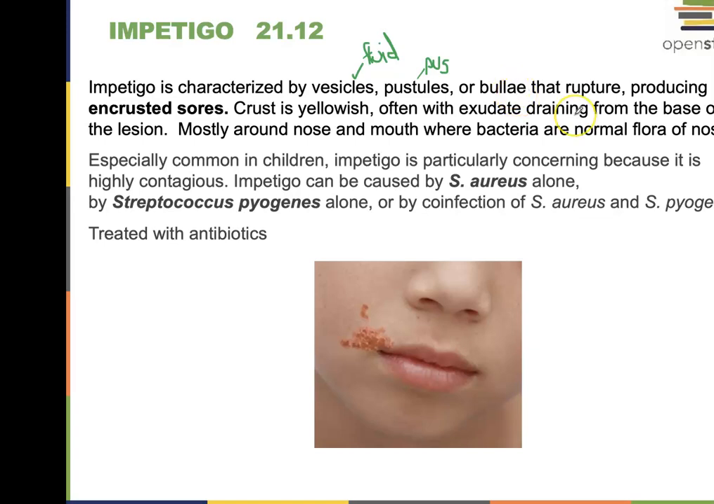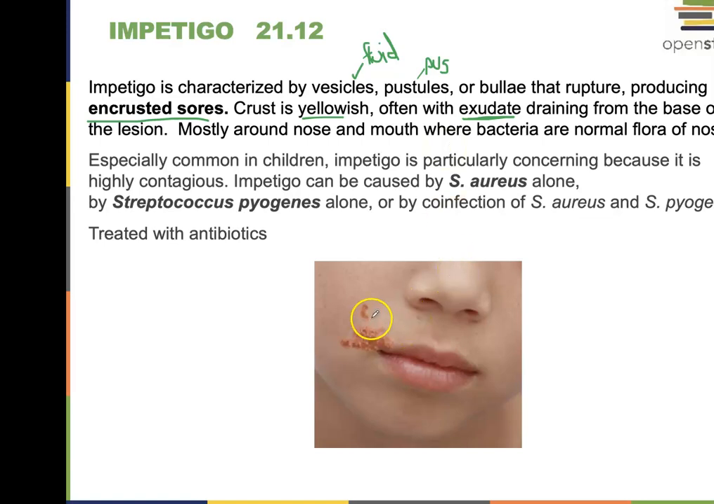Or bullae that rupture, and they produce these encrusted sores. So one of the hallmarks of impetigo is encrusted sores, and the crust is pretty yellow, and it's often accompanied with seeping. The exudate, the fluid that's coming from those lesions, is going to dry around the sore, and then that creates that crust.